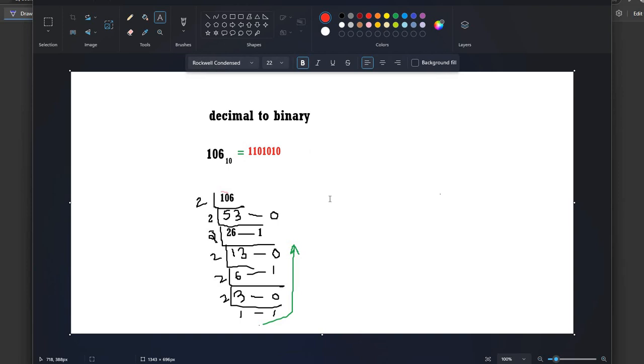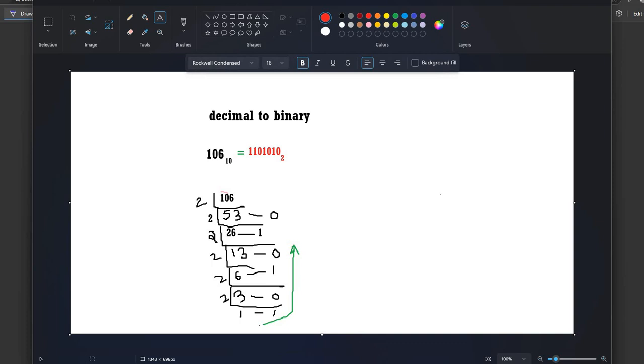The answer will be this one. We have to write the base as well. The base is 2. So 106 to the base 10 equals 1101010 to the base 2. Decimal to binary, all right. Let's try to convert it back to decimal. Before looking at that, I'll show you another example.